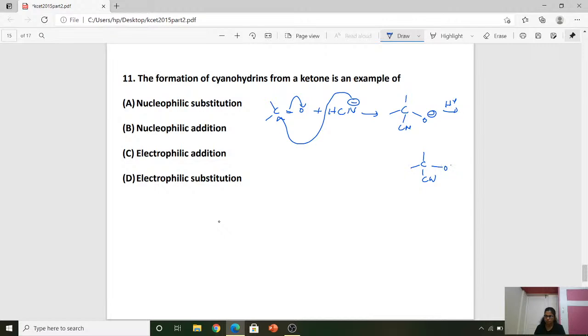and finally the corresponding product is formed. So the first initial attack is by a nucleophile. CN minus is a nucleophile. So the first attack is by a nucleophile. You can see the nucleophile getting added here, not substituted, it is added. Therefore, this is an example of nucleophilic addition reaction. Option B will be the right answer.